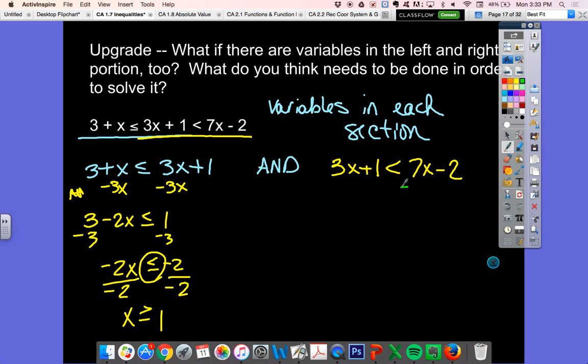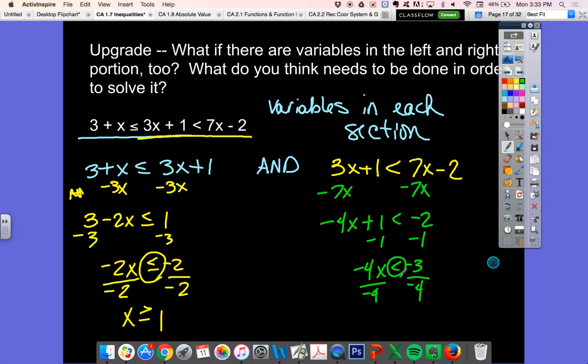So same thing, we're going to force all the variables to the left. So I got a negative 4x plus 1 less than negative 2. Subtract your 1. So I got negative 3. If I divide through by negative 4, just flip out. Every time you divide through by a negative, you got to flip out. So that thing flips, and it's a positive 3/4.